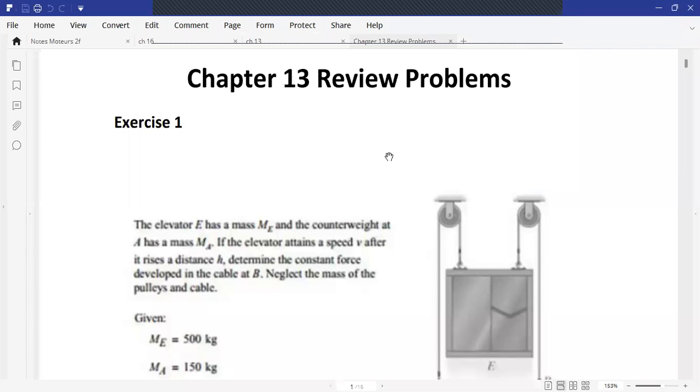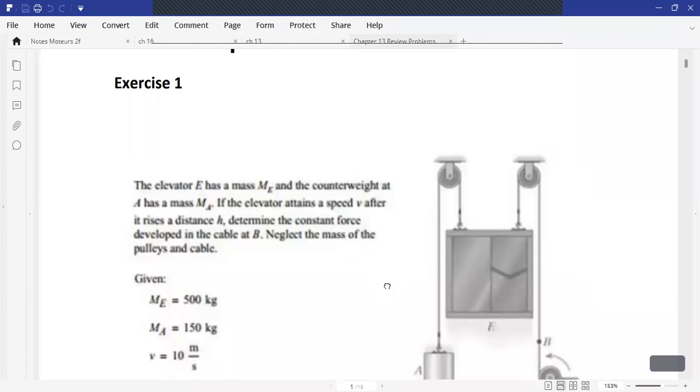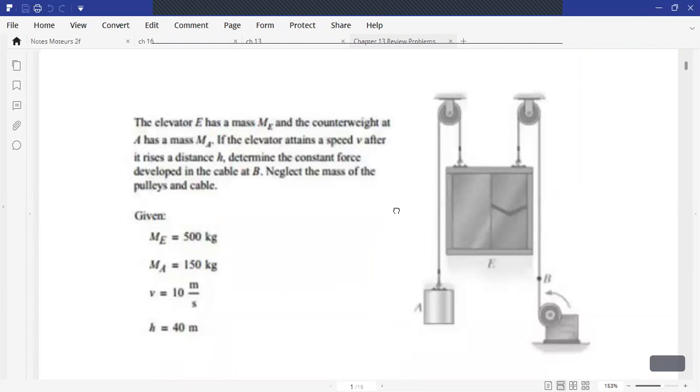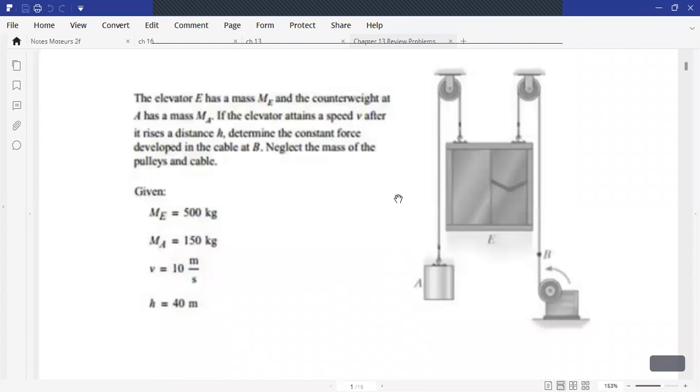So first, the elevator E has a mass ME, and the counterweight at A has a mass MA. If the elevator attains a speed V after rising a distance H, determine the constant force developed in cable B. Neglect the mass of the pulleys and cable.